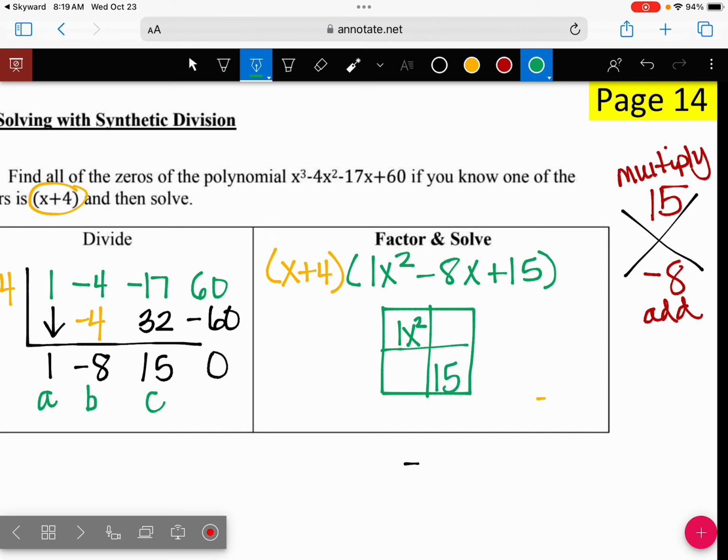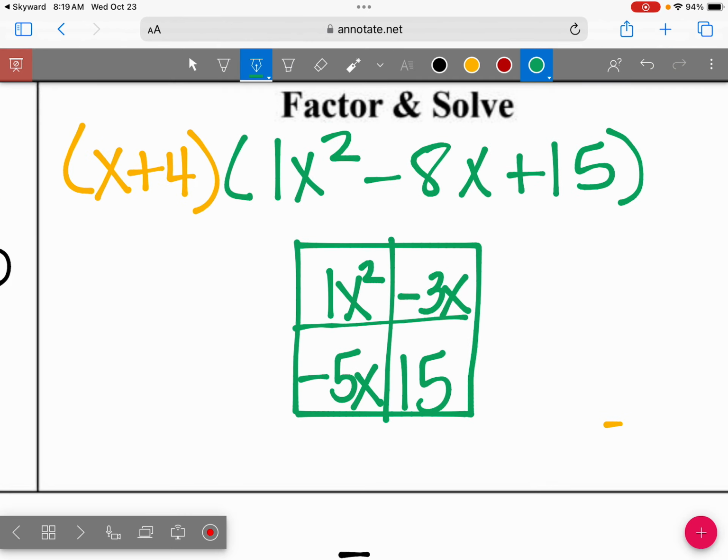All right, so what would be your numbers? They multiply to give you positive 15 and add to negative 8. Isaiah? Negative 3 and negative 5. All right, go ahead, take out your GCFs. And remember, in this box, that 15 is really a 3 times 5. So you got 2 x's in this box, a 3 and an x in that box, a 5 and an x in that box. Go ahead, take out your GCFs.